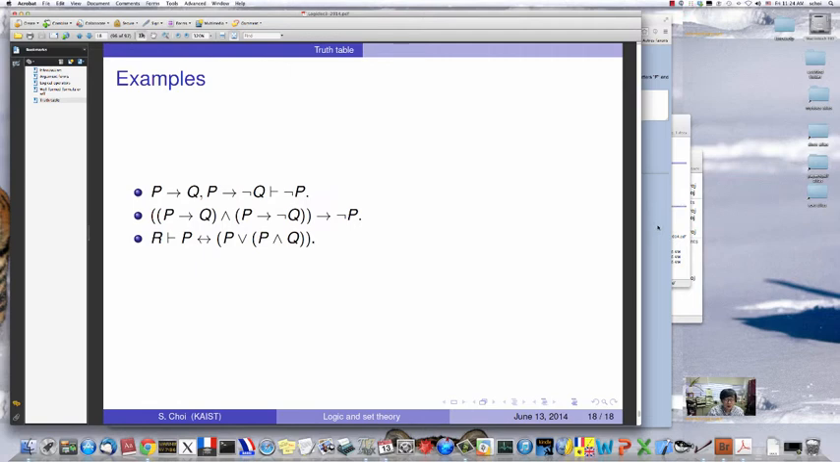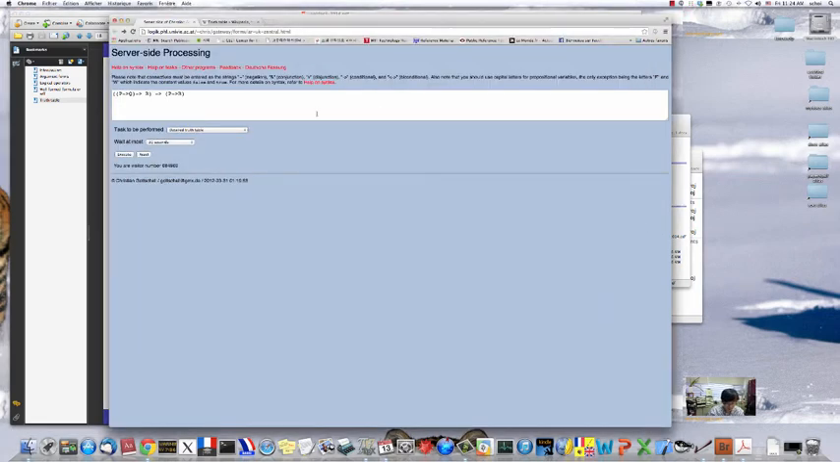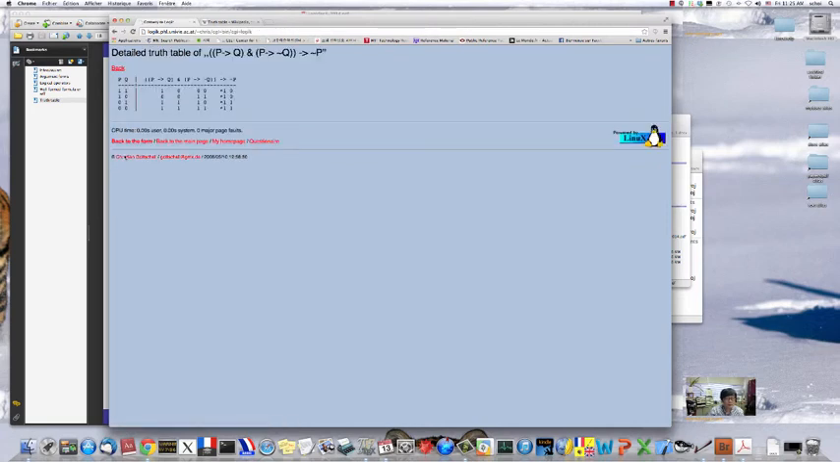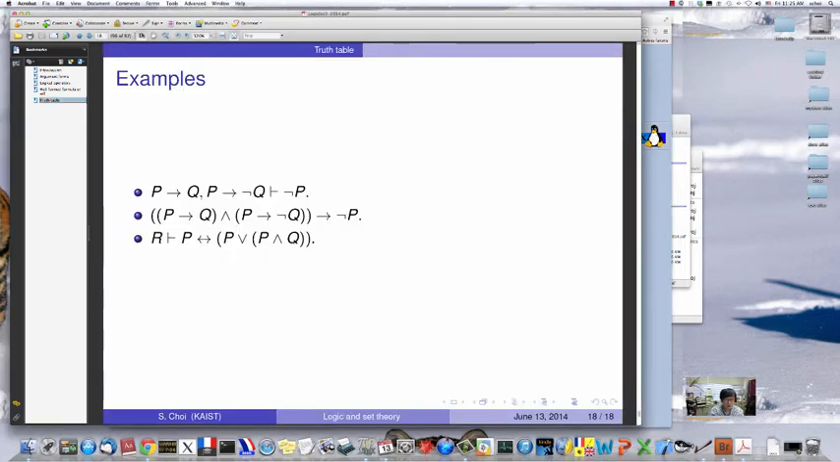Okay, so let's try that one. So this is always true. So for this connective, you see that this is always true. So it is a theorem.